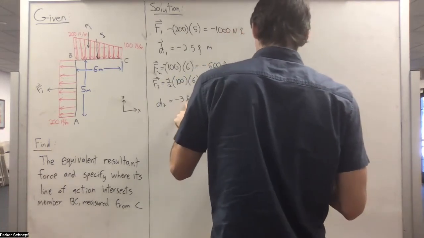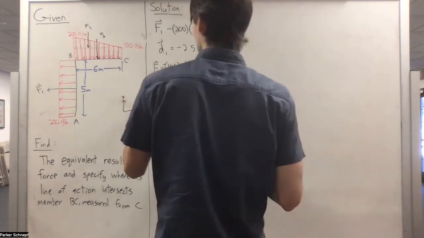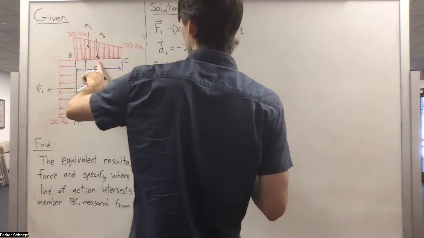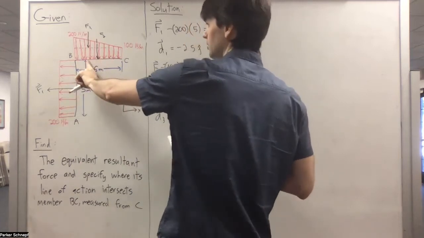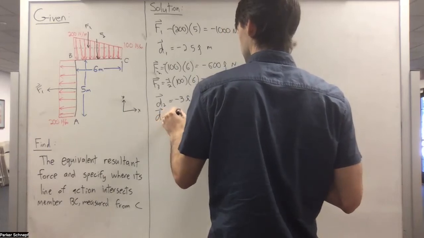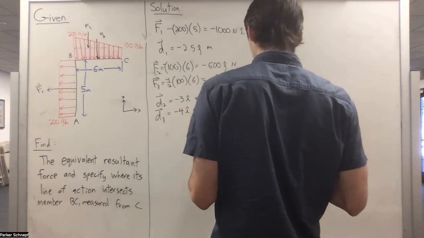In the x direction. And distance 3 is where this force acts. It's not going to be halfway because it's a triangle. It's going to be 2/3 of the way of that span. So it's going to be minus 4 in the x direction.